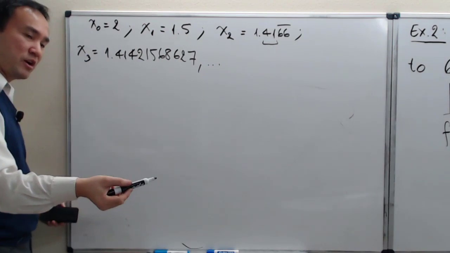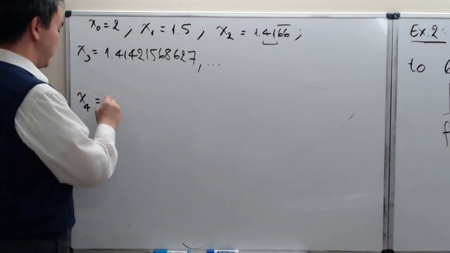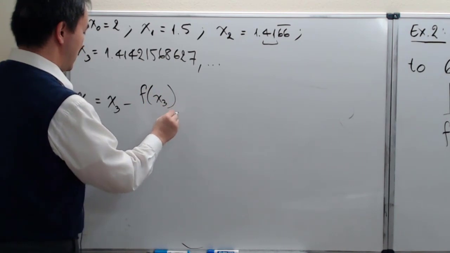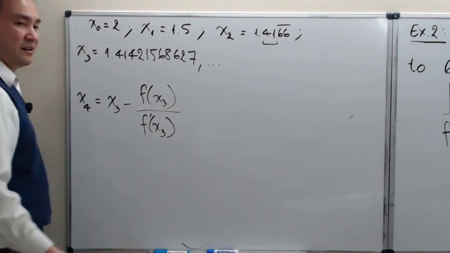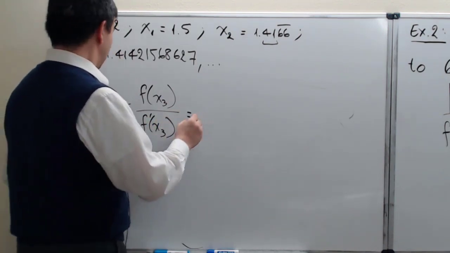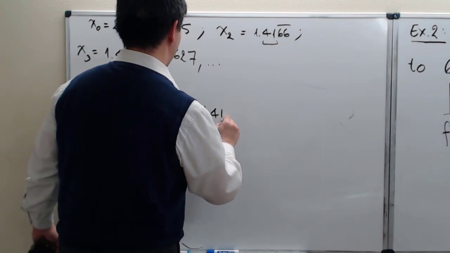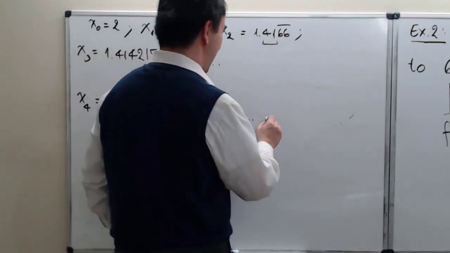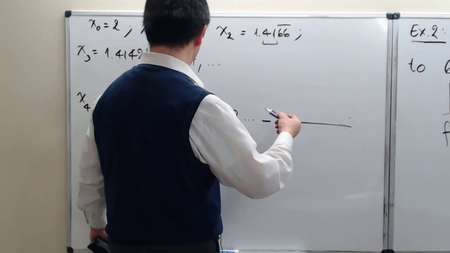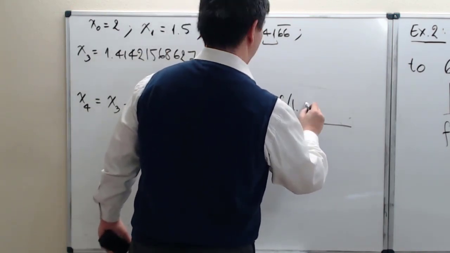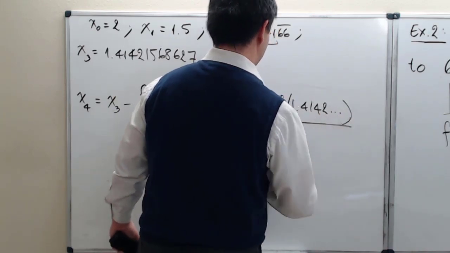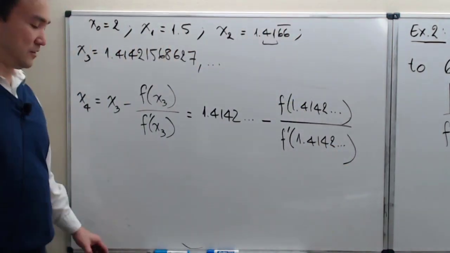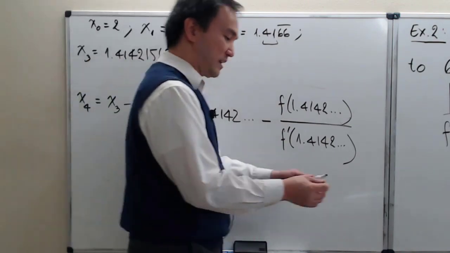Now I'm going to calculate x4. So x4 is going to be x3 minus f of x3 over f prime of x3. That means we're looking at 1.4142 and a lot longer. Allow me to chop off the rest of the digits. It's not really rounding, I just have to hide away those other digits because I'm short of board space. Then f at 1.4142 and a lot longer, and then f prime of 1.4142 and a lot longer. So that's another setup waiting for a calculation.